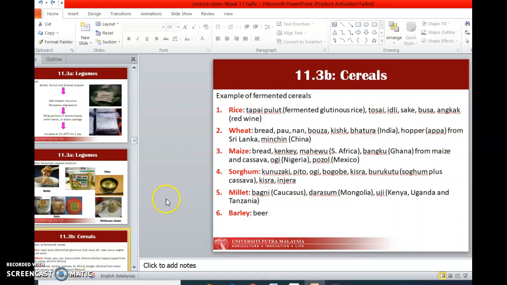For cereals, we have several examples. For example, tapai, wheat, usually from India, China, and so on. Maize from South Africa, Ghana, and other types of food, which are not very common to us except for beer.